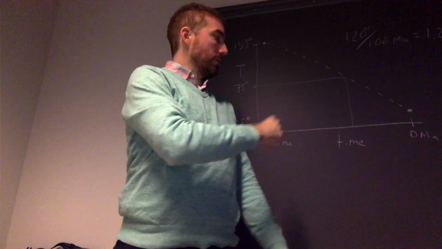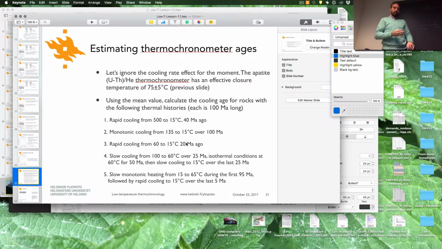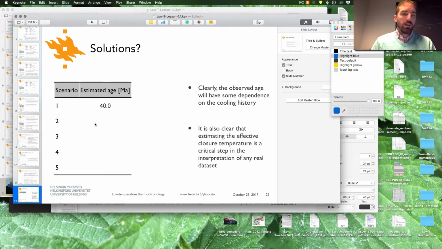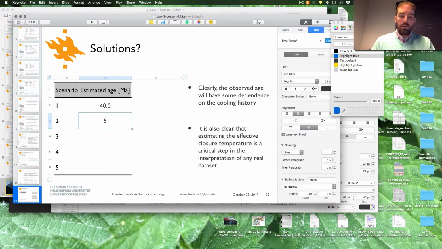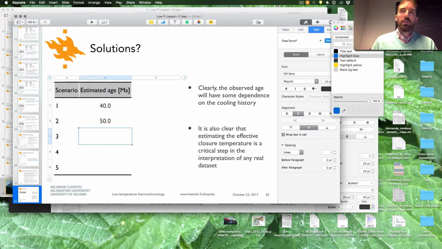Sometimes maybe you kind of kick yourself once you realize, oh right, this is easier than you thought, but it's also good just to go through the example. So we could say here that we'd expect something like 50 million years. We'll find out if we're right or wrong on the next slide because I have the answers there.